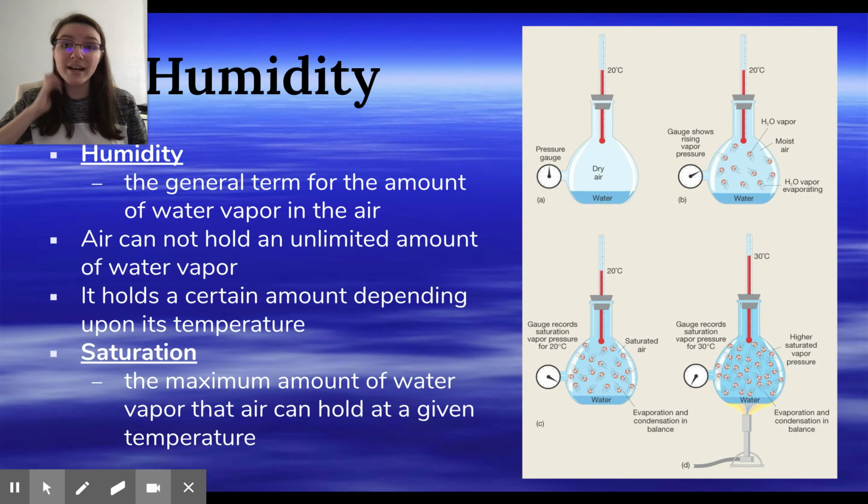Saturation, you might have heard before in a couple of different contexts. When we're talking about humidity, saturation is the maximum amount of water vapor that can be held at a given temperature. Remember, temperature is also a measure of how much energy there is. So when the air is a warm temperature, there's a lot of energy. The air particles are flying around really fast, and there tends to be more space. So when it is hotter out, air can hold more water vapor.